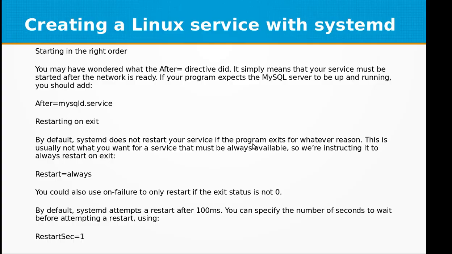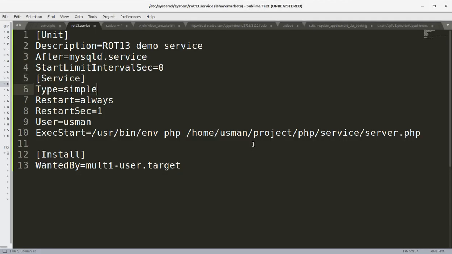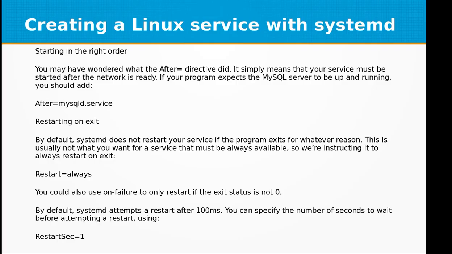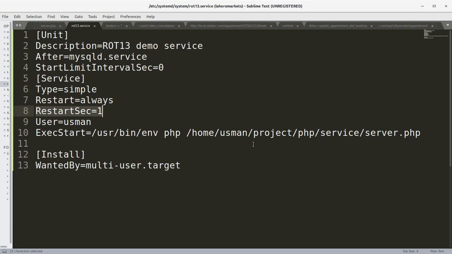Restarting on exit. By default, systemd does not restart your service if the program exits for whatever reason. This is usually not what you want for a service that must be always available, so we are instructing it to always restart on exit. That's why we have Restart=always. You could also use on-failure to only restart if the exit status is not 0. By default, systemd attempts a restart after 100 milliseconds. You can specify the number of seconds to wait before attempting a restart using RestartSec=1, which is here.